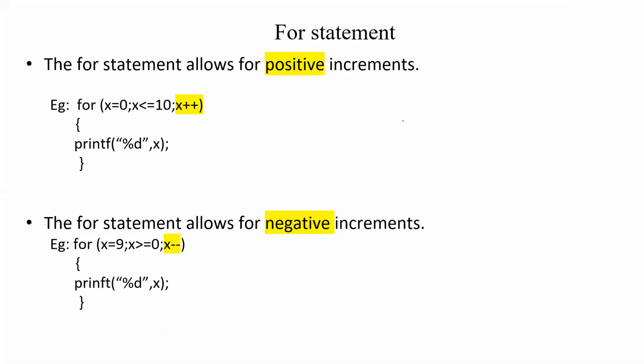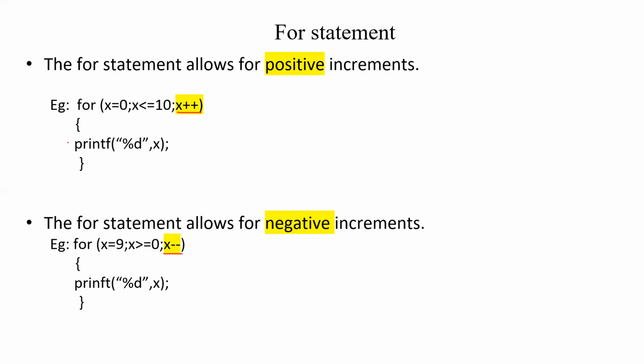Okay, ma'am. The for statement allows you to use either positive increment or negative increment. What is negative increment? Negative increment is nothing but decrement, right? When we are incrementing, we call it positive increment. When we are decrementing, we can call it negative increment. Negative increment means that in the third part, we will use x minus minus. If it is x plus plus, we will increment the value of x by 1. If I give x minus minus, I am decrementing the value of x.